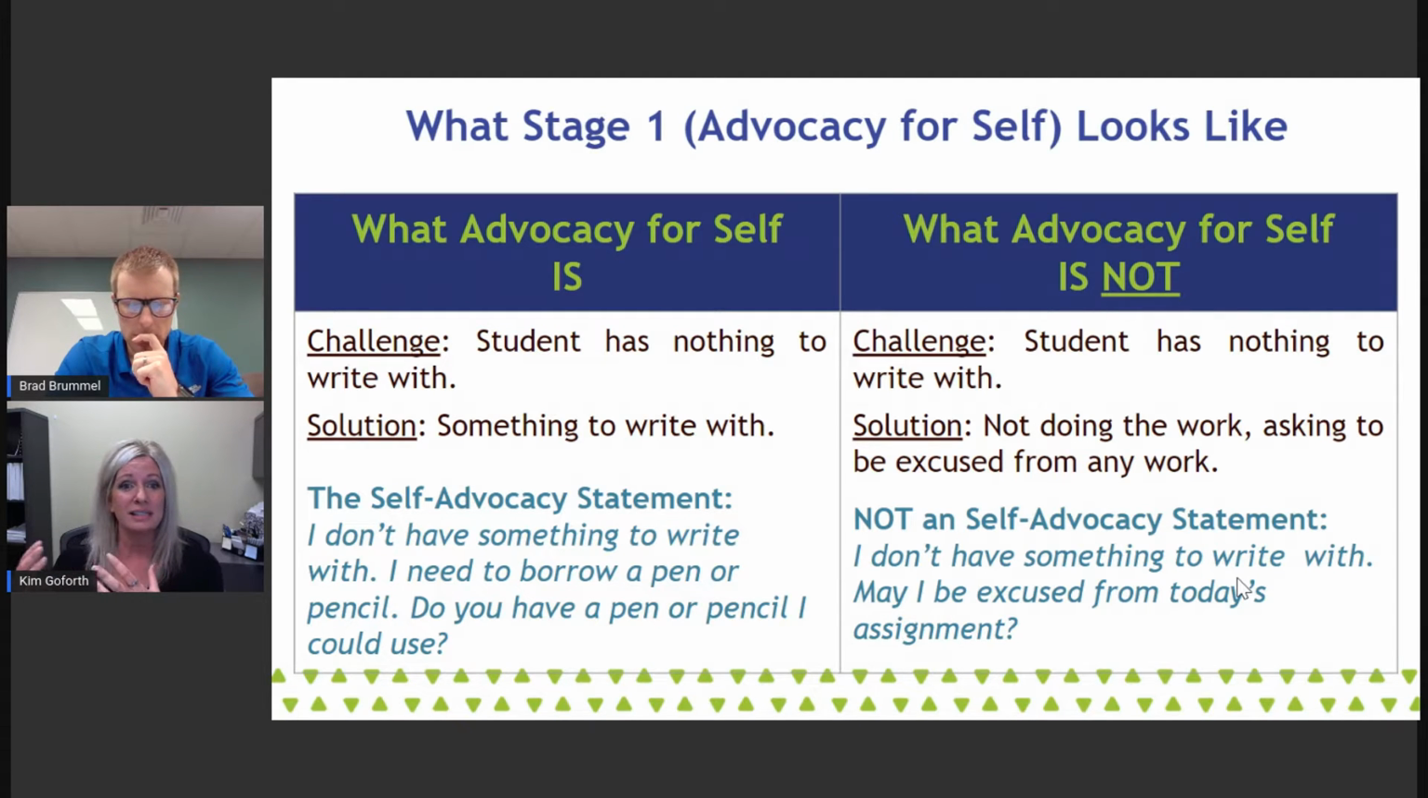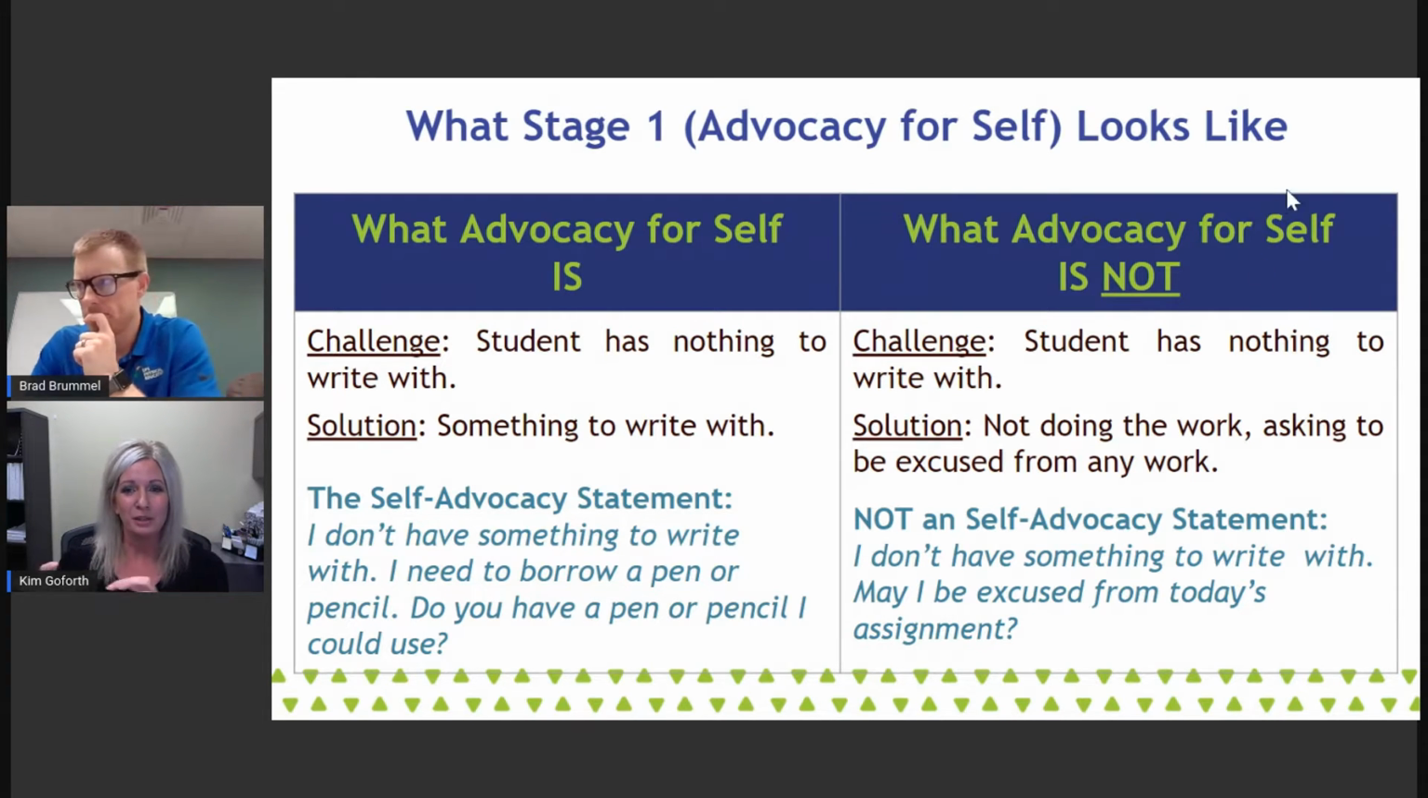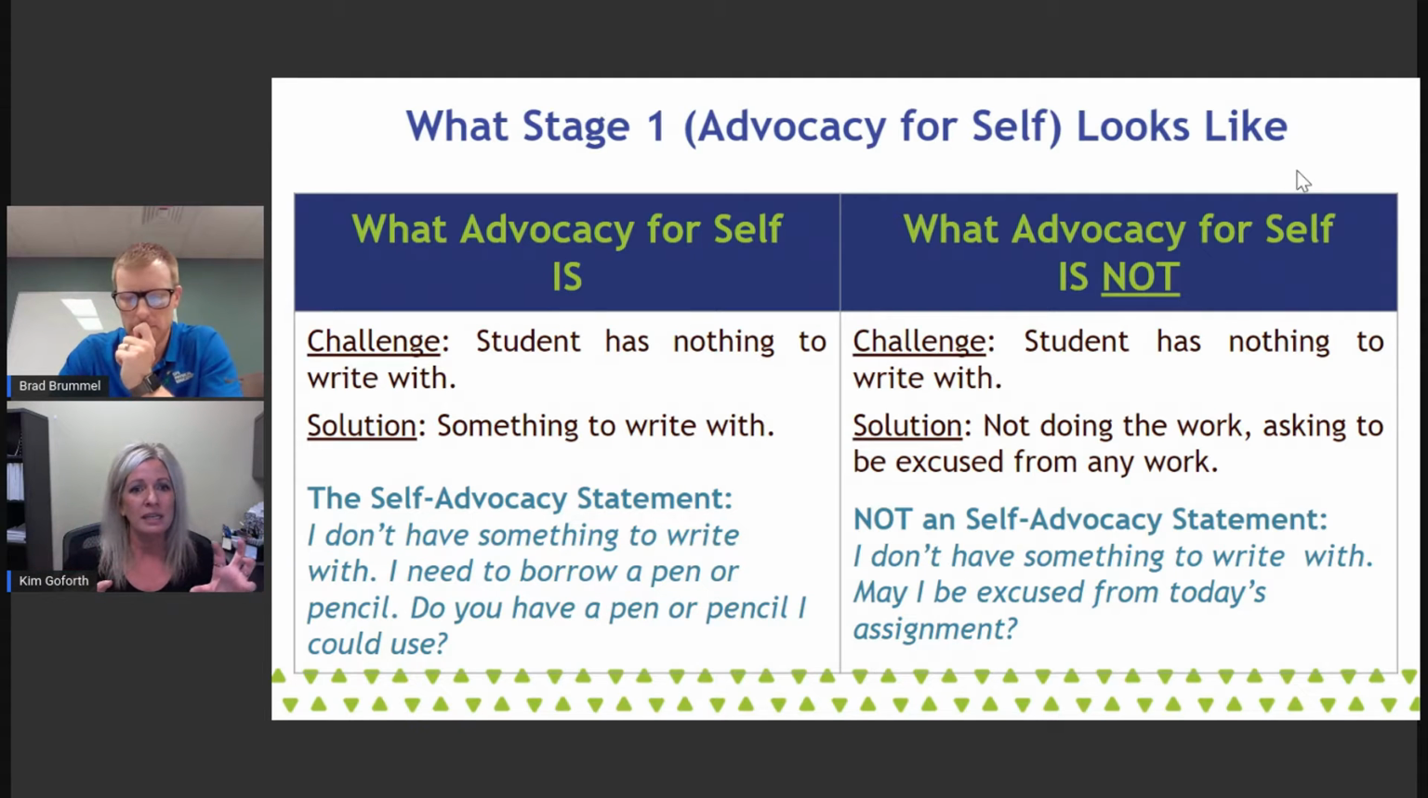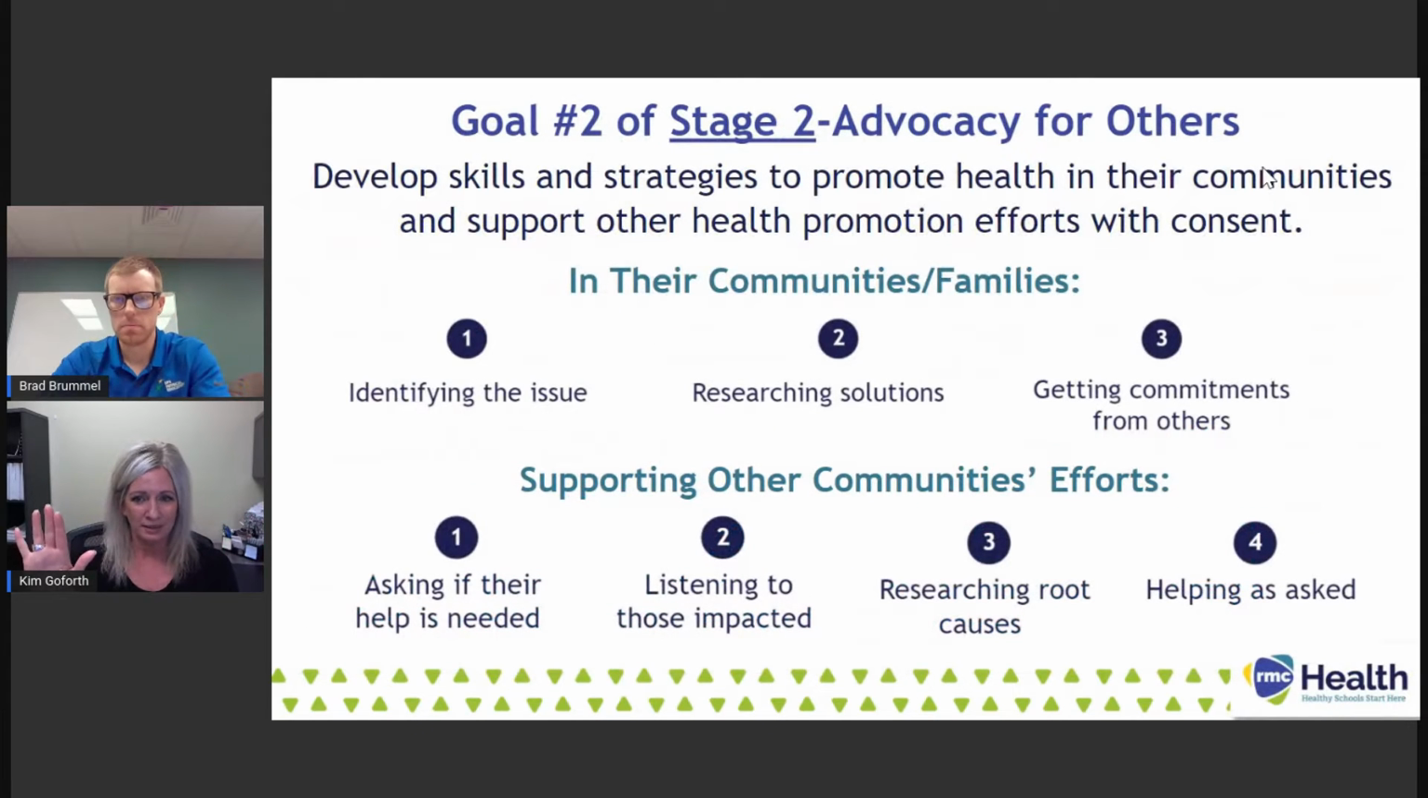So an advocacy statement is not, I don't have something to write with. May I be excused from today's assignment? So we have to really focus on what the need is to get our best health practice or school practice in line here. So self-advocacy, me, stage 1, what it is and what it's not.